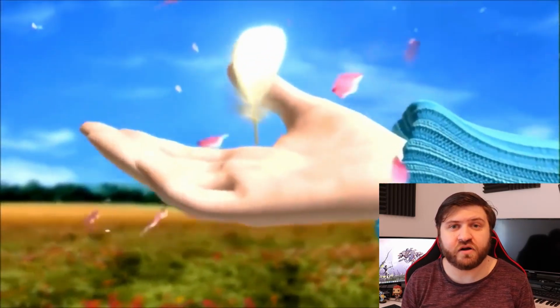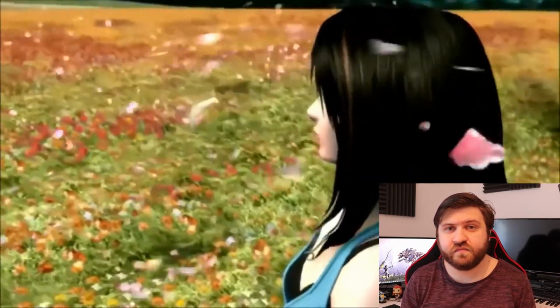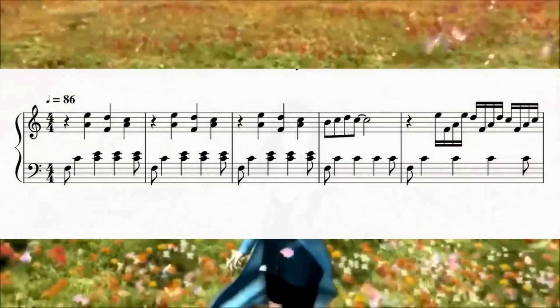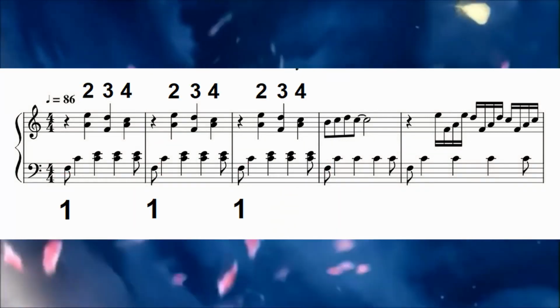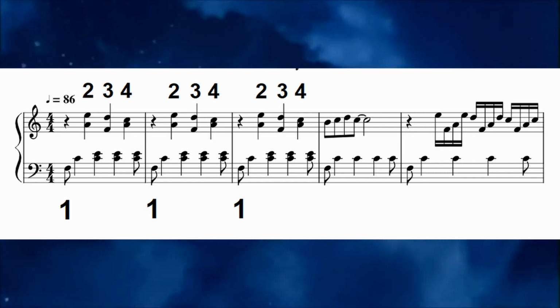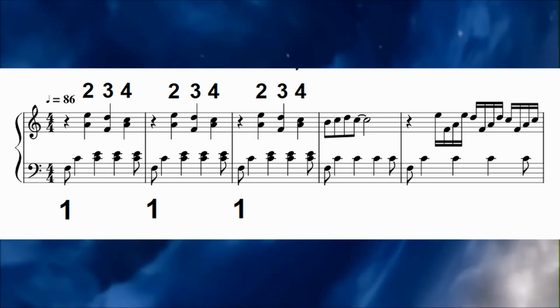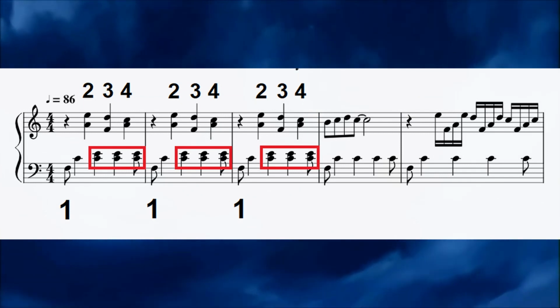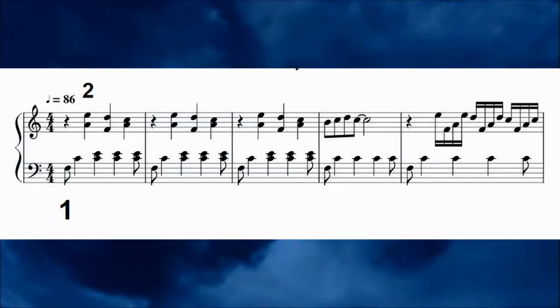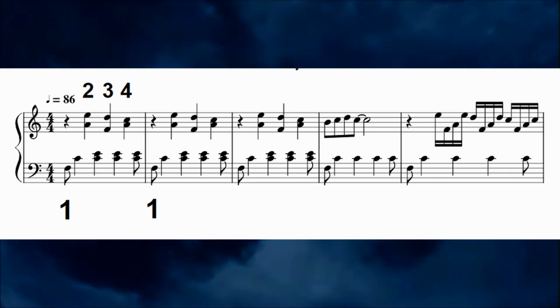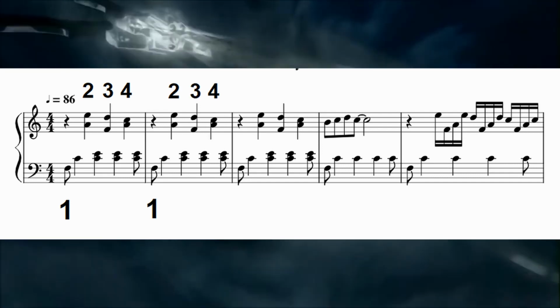First, we have Balam Garden from Final Fantasy VIII. Pay attention to the low note that always falls into the first beat of the bar. We can see the second, third, and fourth beat represented in the right hand of the piano, while the rest of the left hand is playing a syncopated counterpoint. 1, 2, 3, 4.